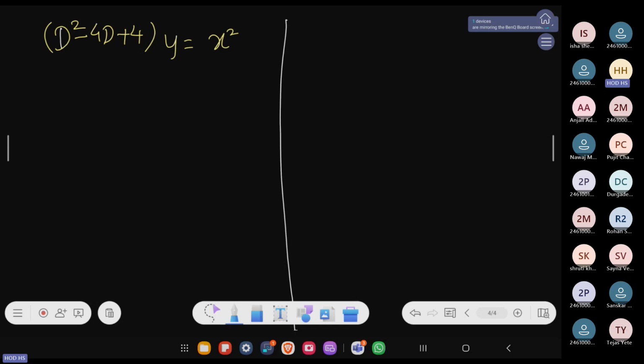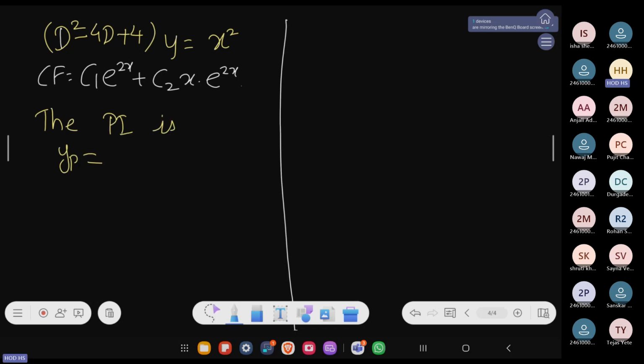So 2 is a repeated root. So my complementary function will be C1 e to the power 2x plus C2 x e to the power 2x. If my right hand side is a degree n polynomial, I'll assume that my particular integral yp is a quadratic polynomial, in this case ax square plus bx plus c. If the right hand side is a degree n polynomial, I will assume a degree n polynomial as my particular integral.